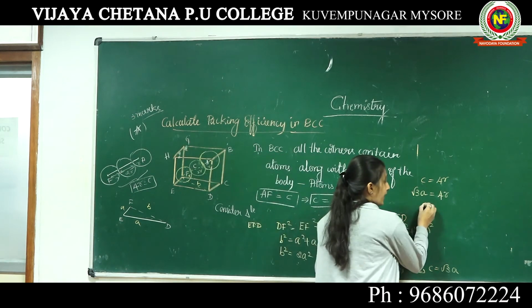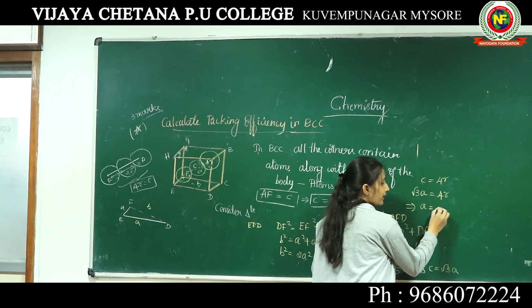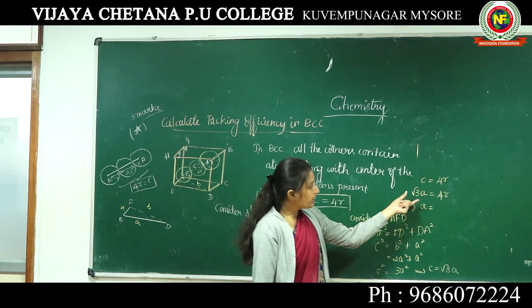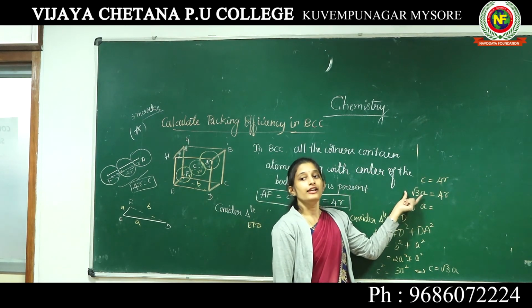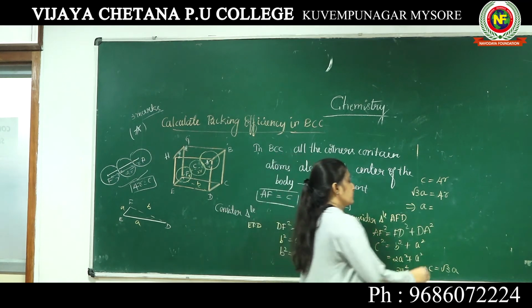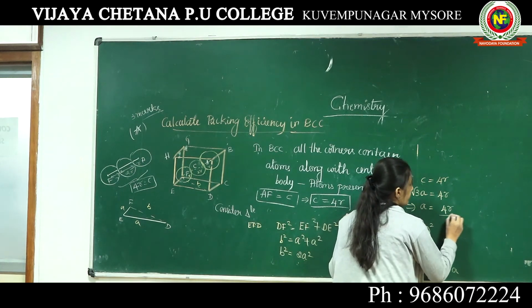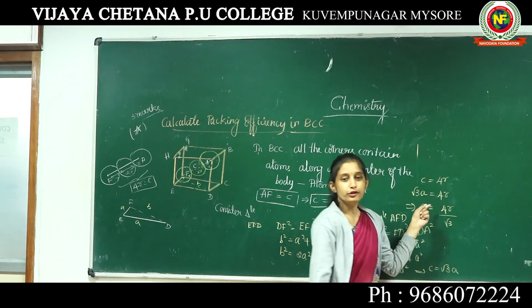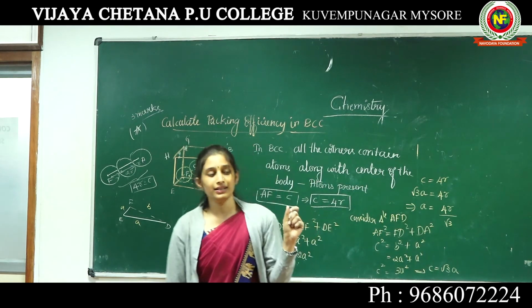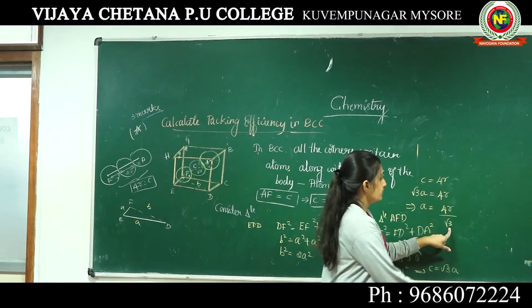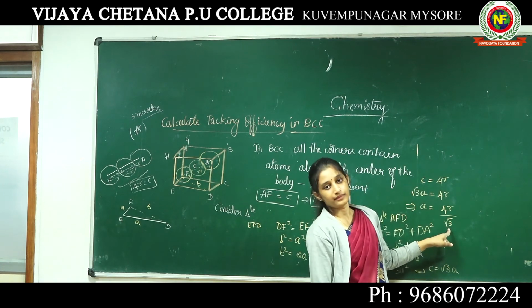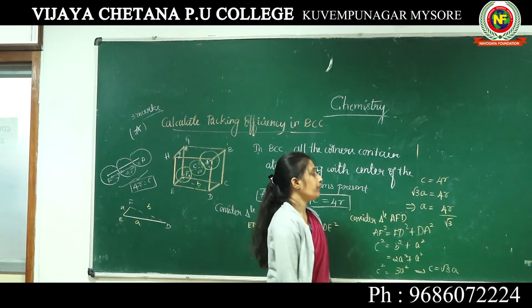So I want the value for A. So I am going to shift this root 3 from the left hand side to the right hand side. A is equal to 4R divided by root 3. From 4 to R we can't cancel this root 3, so I will keep it as it is.